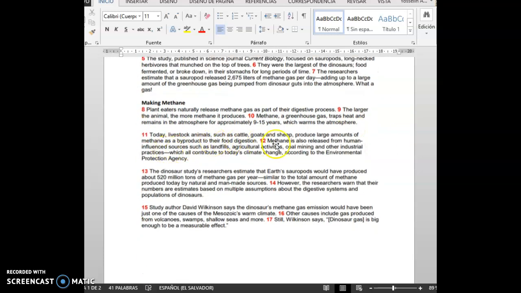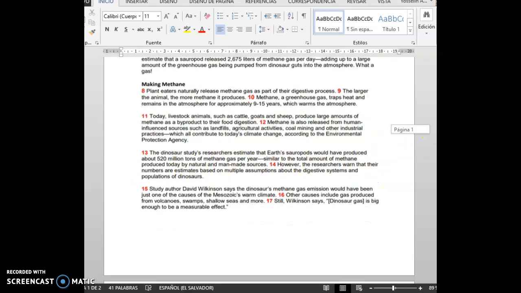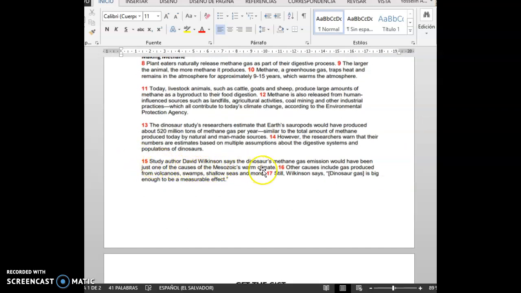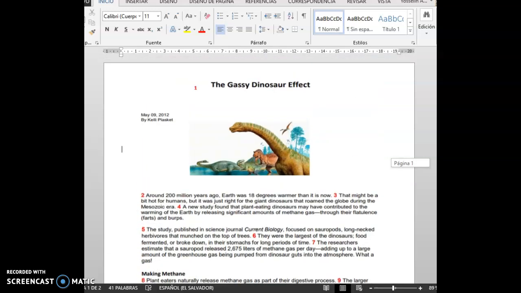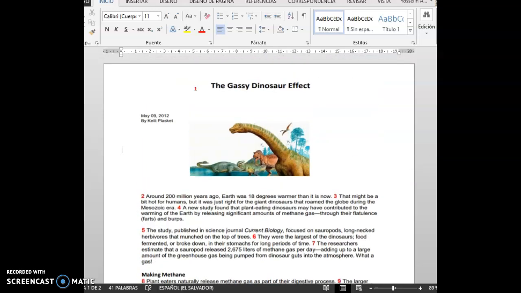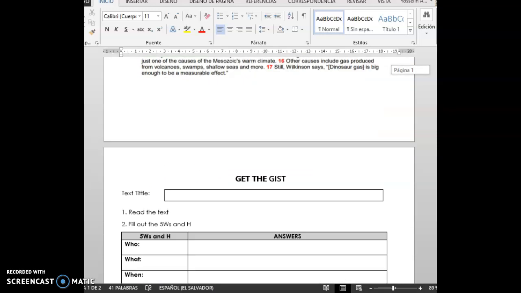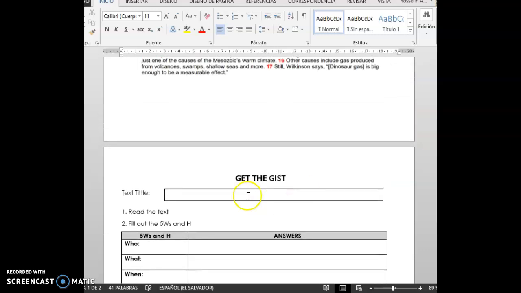Okay. Then we can continue. Methane is also released from humans. Dinosaur study: researchers estimate that Earth's sauropods would have produced about, and so on. And it says in line 15, the study's author David Wilson says the dinosaurs' methane gas emissions would have been just one of the causes of the Mesozoic warm climate, and so on. Line 17: still, Wilson says dinosaur gas is big enough to have measurable effects. So we did the skimming and scanning. After reading that, you can do it in more detail obviously, but let's try to answer the questions, or fill in this format.